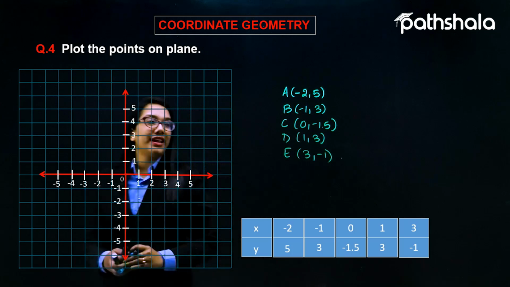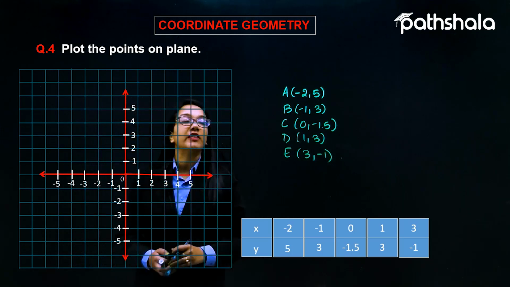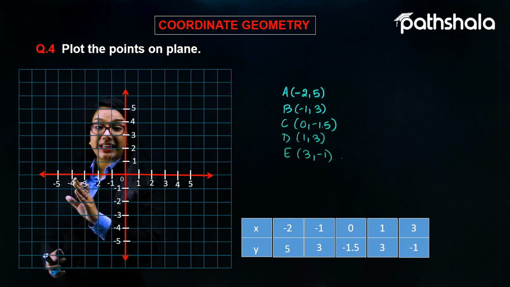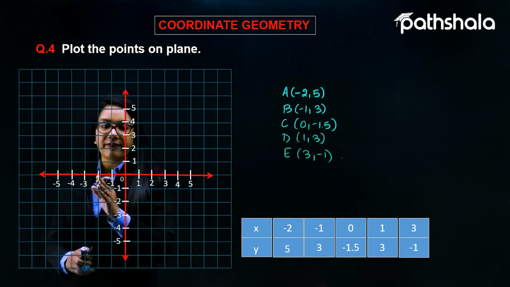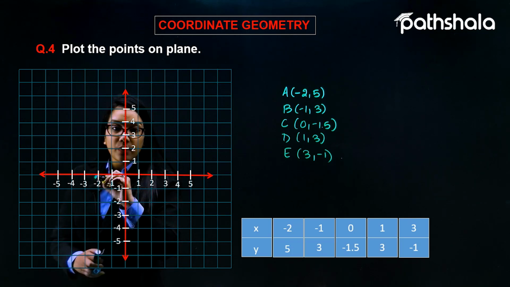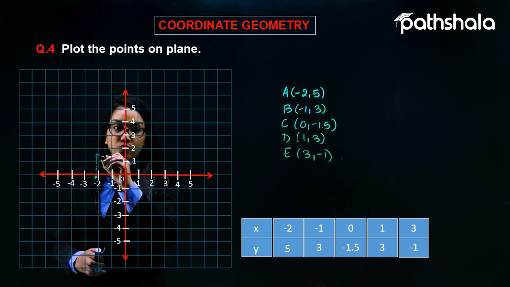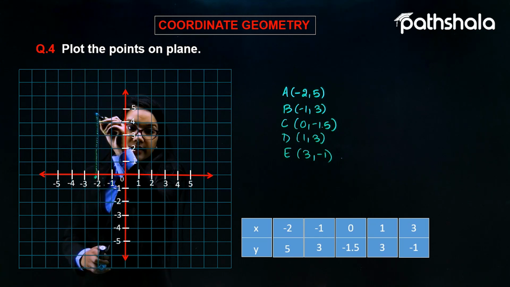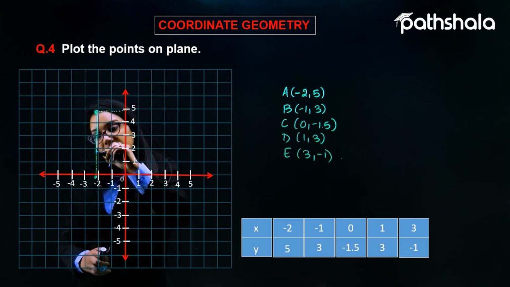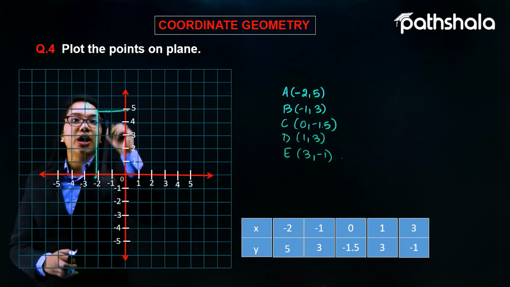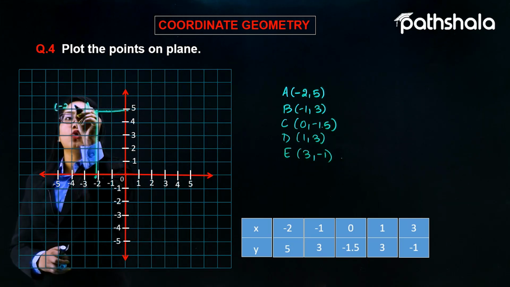Let's start with the point A. We have -2 comma 5. It means x is negative and y is positive, so it will definitely lie in the second quadrant. Let's extend -2. So -2 is this, and we want to go till 5. This is 5, so let's extend it further till 5. The point of intersection of the perpendicular distances from these two numbers is my point A, whose coordinates are -2 comma 5.